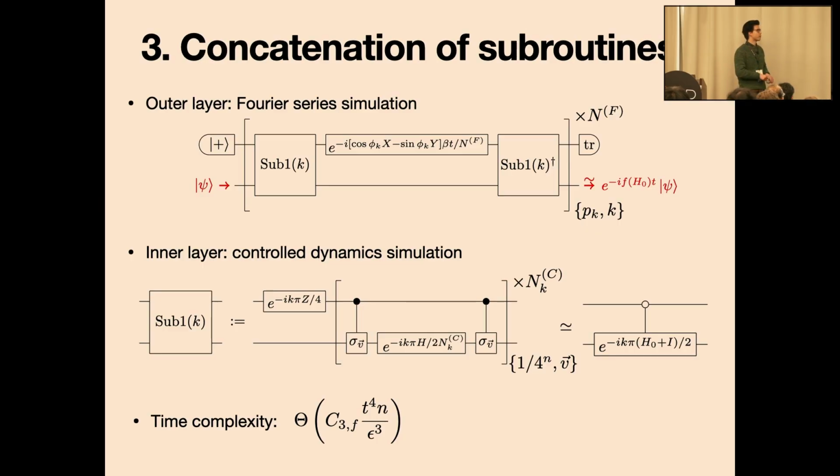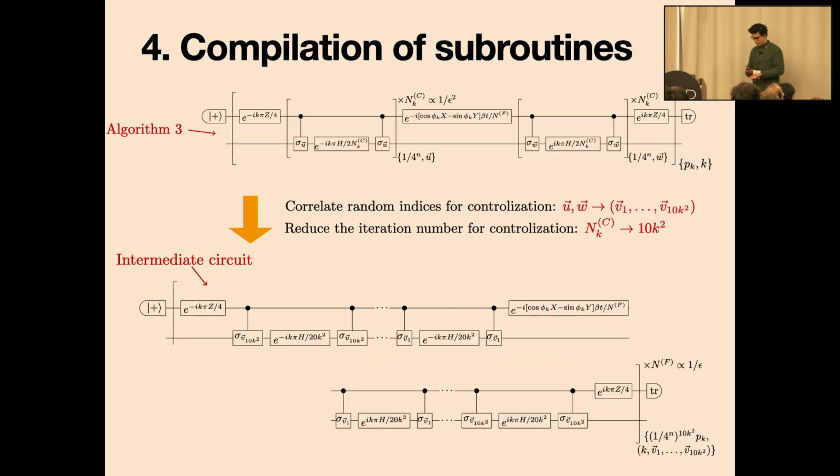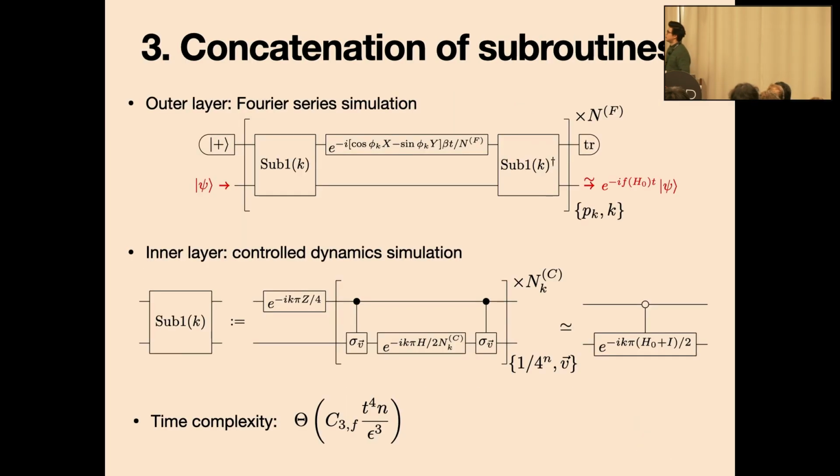This is actually just what we've seen before, and instead of calling the controlled version of the Hamiltonian, we call this sub 1k dagger, where sub 1k is the subroutine that creates the controlled evolution from the standard black box evolution. But as I said earlier, the time complexity now isn't as nice as it used to be. Now we have t to the 4 n over epsilon cubed, and we would ideally like to go back to the t squared over epsilon type of scaling that we had for both of the previous subroutines individually.